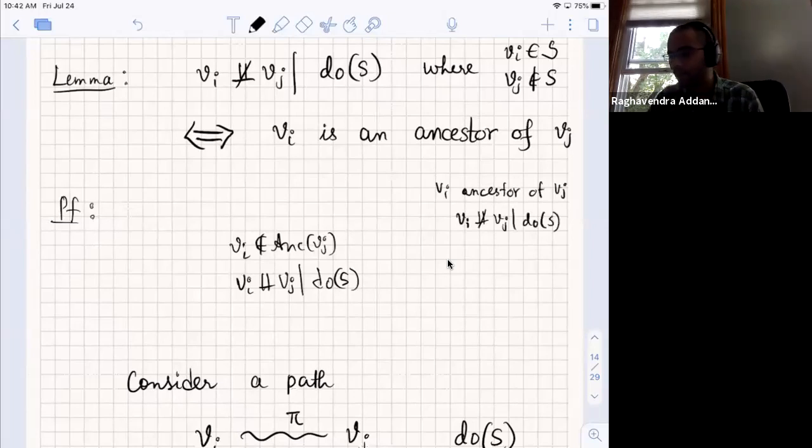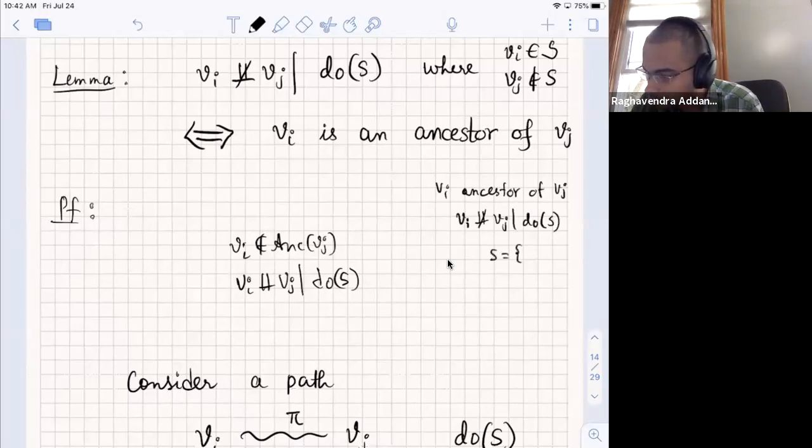If S contains none of the nodes on this path, let's assume S is Vi for now. But that assumption can be easily removed. So the claim is: if Vi is an ancestor of Vj, that is, Vi has a directed path to Vj, and our interventional distribution is over just Vi, then Vi is always dependent on Vj.